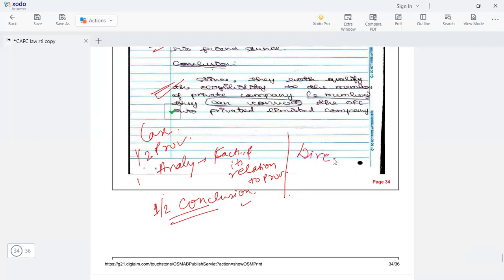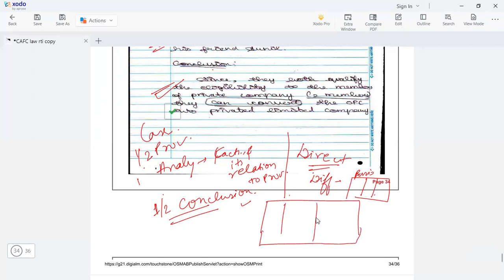Direct questions: if they ask you to differentiate between, you have to make columns, or you can just divide your page into 3. Here you can write your basis. I'll present it here nicely for you. Divide your page into 3 parts. Suppose company, private company and public company. Here you have to write your basis, point number 1, point number 2, 3. You have to keep in mind that each point should end on 1 line.